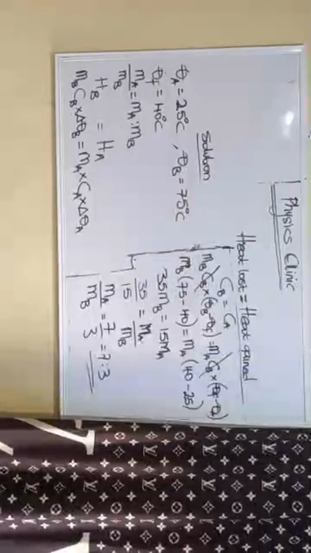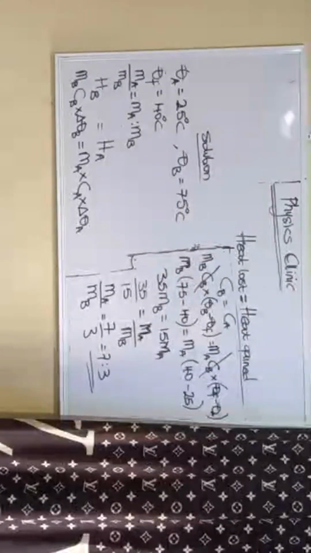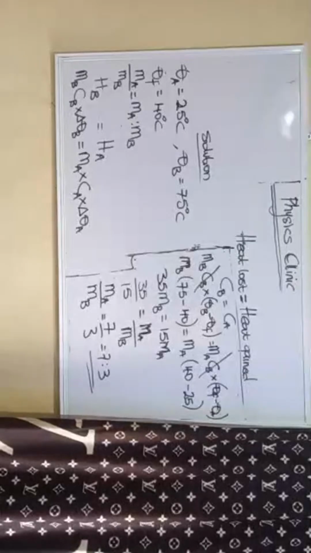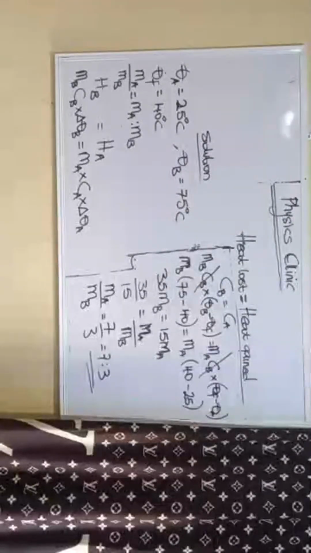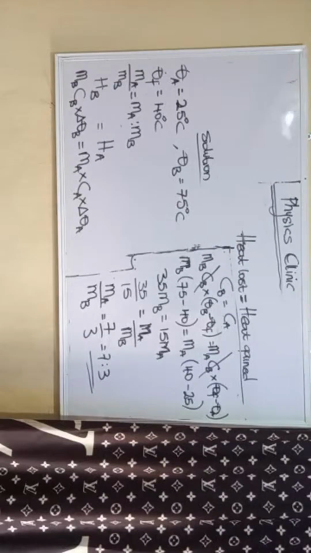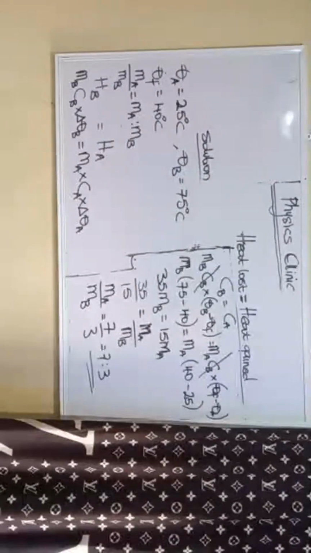I think David: a 500-gram block of copper is heated from 20 degrees Celsius to 80 degrees Celsius. If the specific heat capacity of copper is 0.385 joules per gram per degree Celsius, calculate the amount of heat energy transferred to the copper block. All right, beautiful. That's another nice question. So we'll end with these two questions for today.